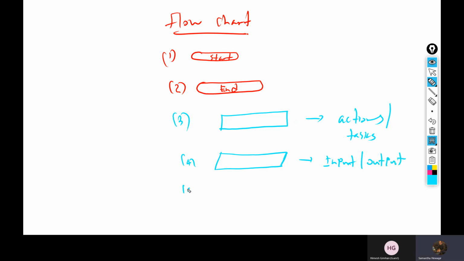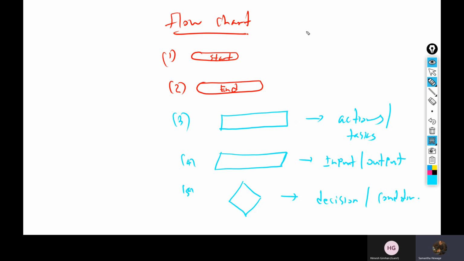Then we have the diamond symbol. The diamond symbol indicates a decision, or we can say a condition, whatever condition you are applying. For example, you toss a coin, so you will get head or tail, something like that. Yes or no decisions.